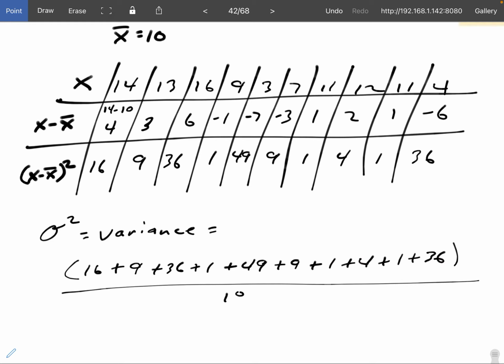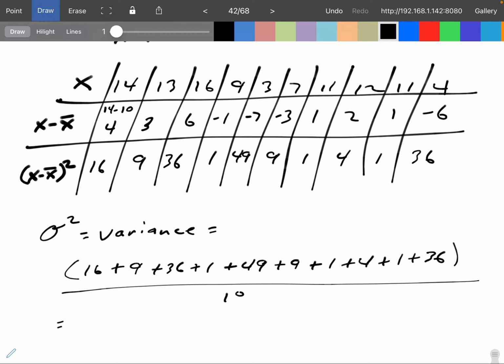So our variance then is going to equal, I think that comes out to be 162 over 10. So that's 162 over 10, which will give us a variance of 16.2. And then to finally get from the variance to the standard deviation, you just take the square root of that number.